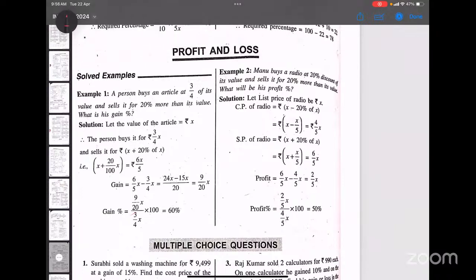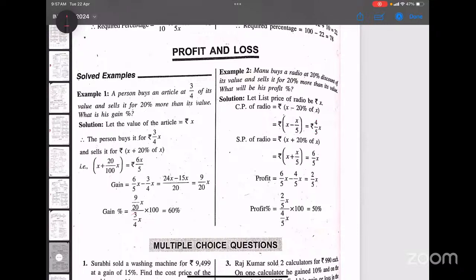Next we have: Manu buys a radio at 20% discount of its value and sells it for 20% more than its value. What will be his profit? So if its value is x, 20% discount means x minus 20% of x, which means x minus 20x by 100. 20x by 100 will be 1 by 5x.